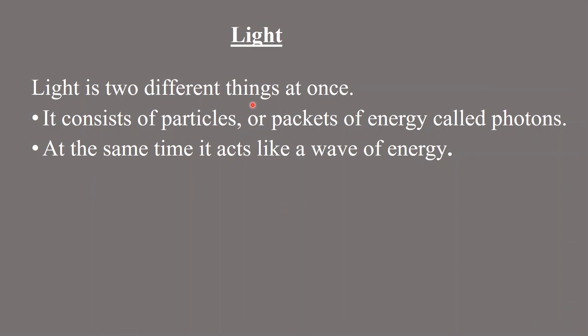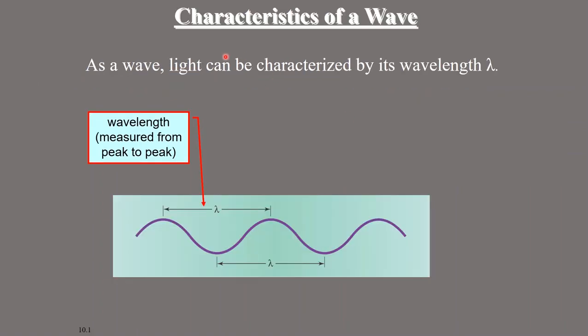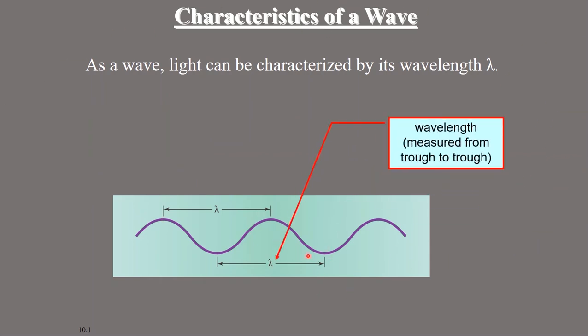Light is two different things at once. It consists of particles, or packets of energy, called photons. At the same time, it acts as a wave of energy. For this topic, we will focus on the wave nature of light. As a wave, light can be characterized by its wavelength. Wavelength is the distance from peak to peak or from trough to trough, and it is the characteristic used to identify the type of light.